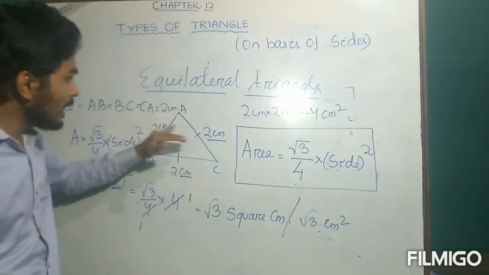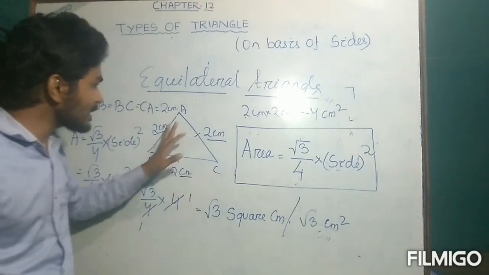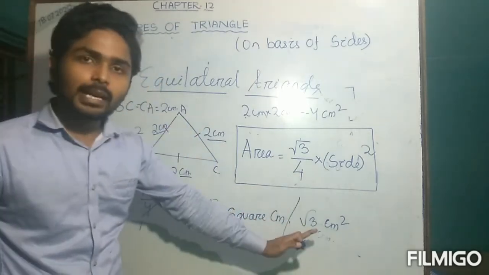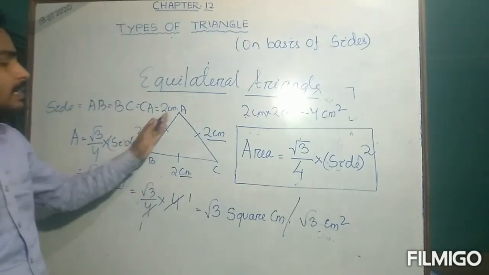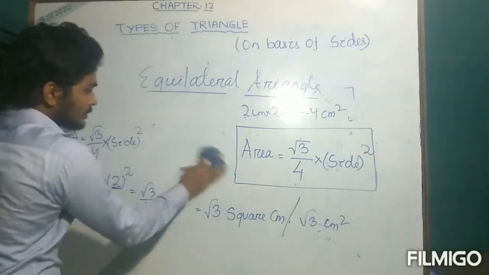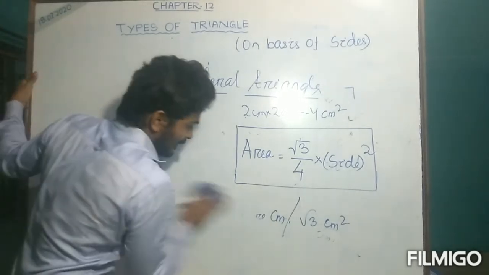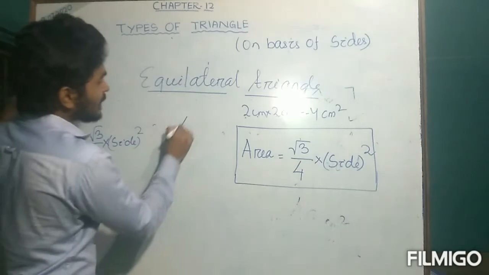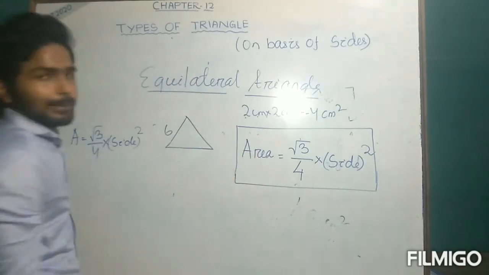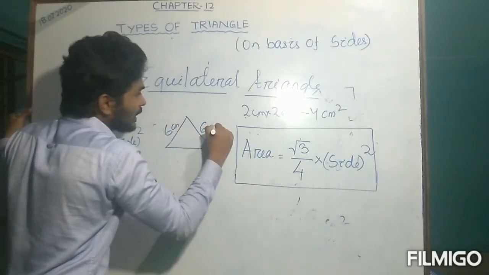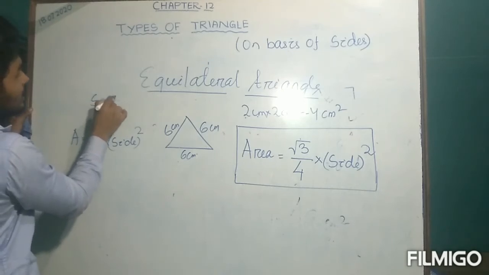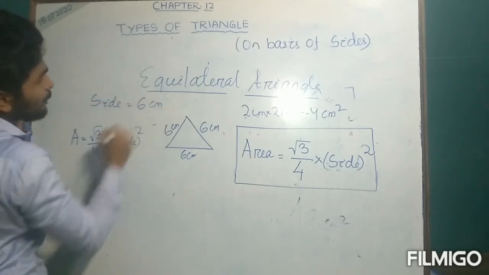Clear? And the unit of length, or you can say distance, is centimeter. Okay? Now by using this formula we find the area of the equilateral triangle having sides 2 cm. If the side is different, rather than 2, suppose the side is 6 cm, 6 cm and 6 cm, then what is the area? So here you can write side is equal to 6 cm.